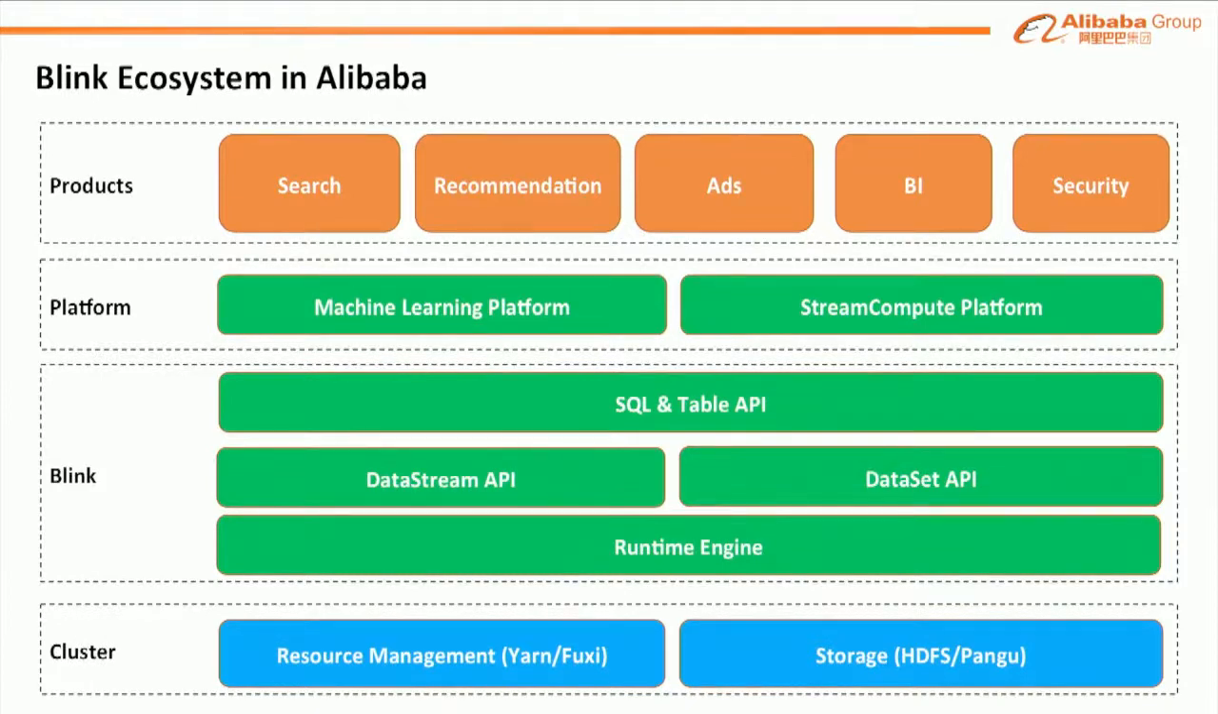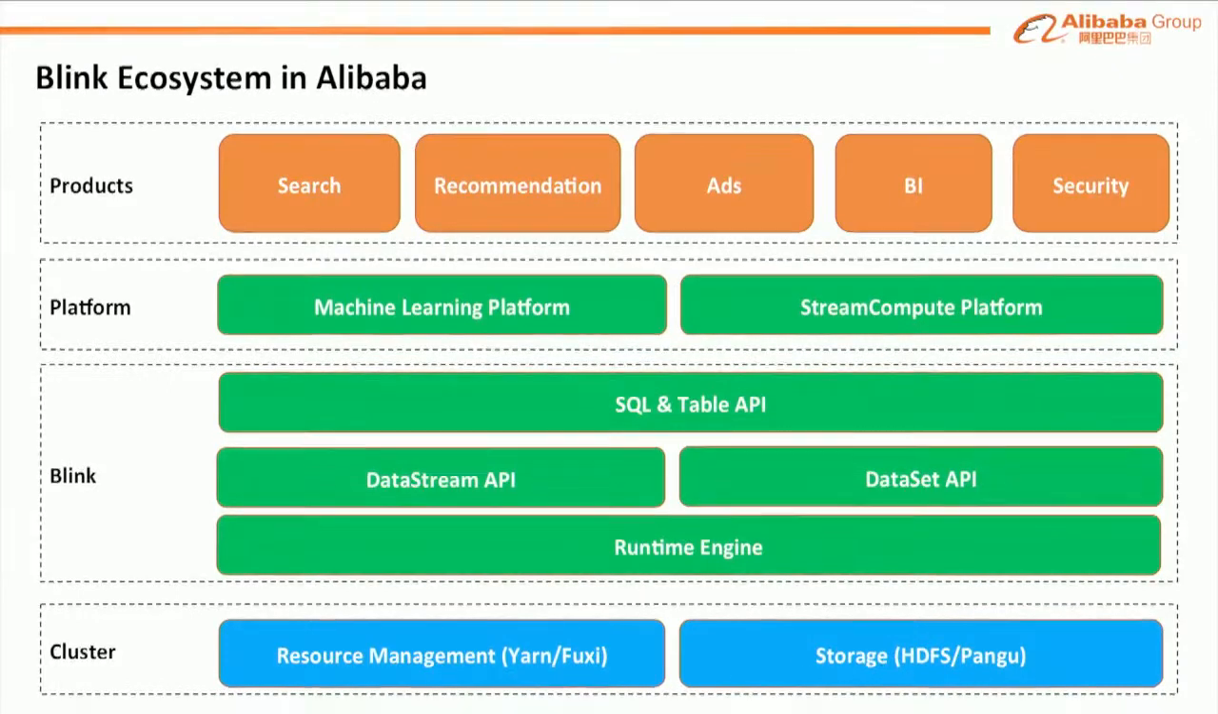Here's a quick overview of the Flink ecosystem at Alibaba. On the bottom of the stack, there is the cluster layer, which in the case of Hadoop, we have Yarn for resource management and HDFS for storage. Running on top of this cluster, we have the Flink compute engine, which includes a runtime part. On top of runtime, we have the DataStream API for streaming and DataSet API for batch processing. On top of these two APIs, we also have the SQL and Table API.